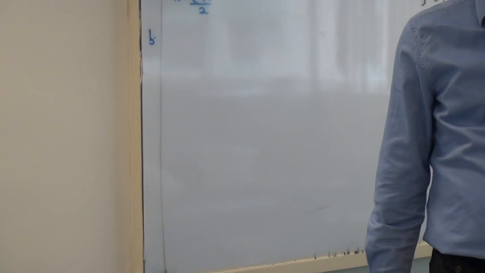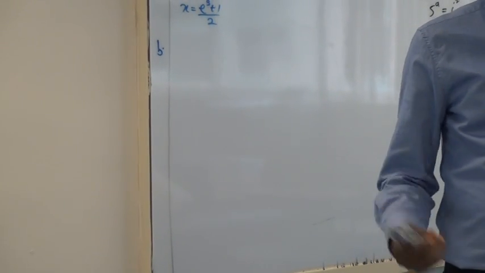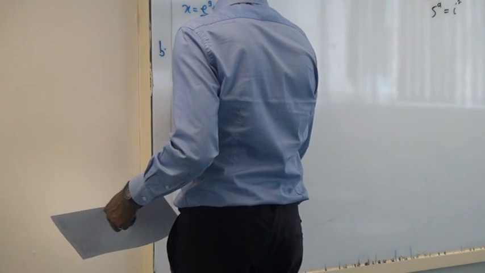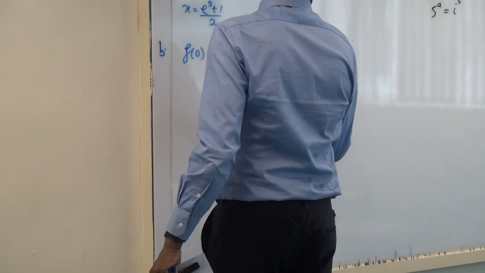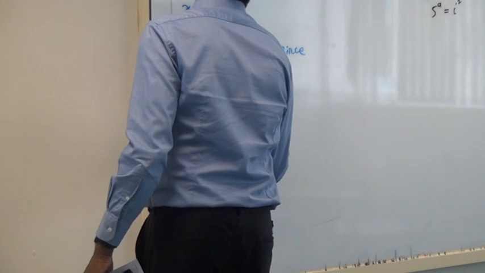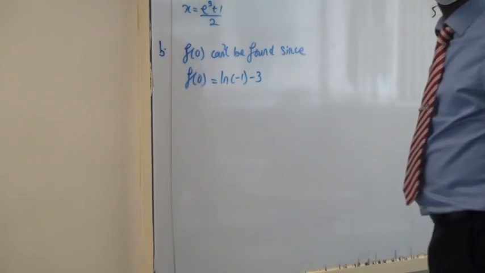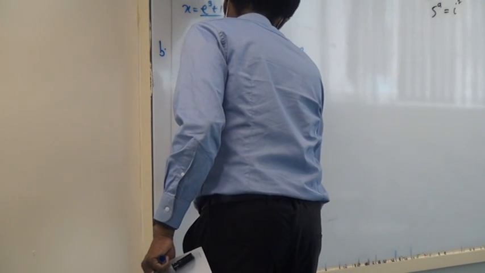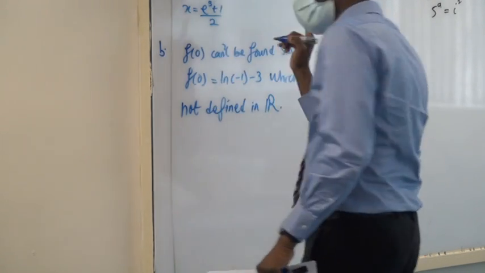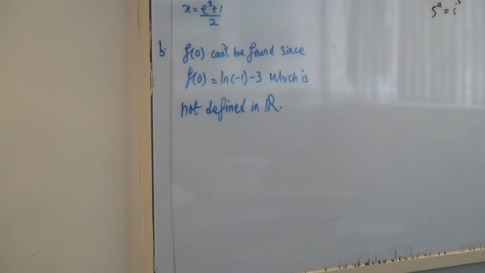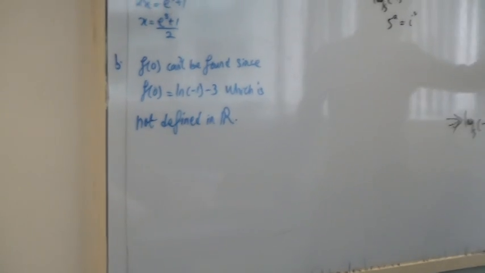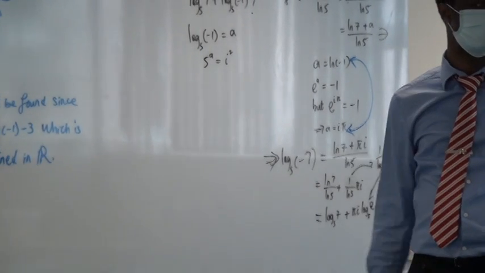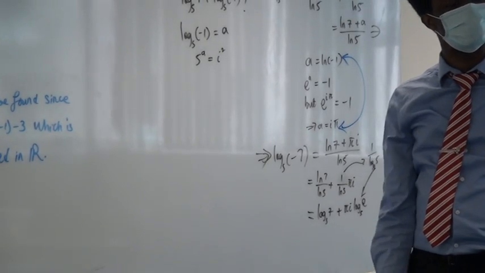Can f of 0 be found? He said no. Because when you have 0, you have a negative. And that is why you cannot find f of 0. So we write as follows. f of 0 cannot be found since f of 0 is going to be ln minus 1 minus 3, which is not defined in R. Only in R. You can see already, that is defined in C. As a matter of fact, that minus 1 itself is this. In R, so it's very important. And because of course we are dealing with a real valued function, our graph is also a Cartesian coordinate in R, so of course it's not defined.